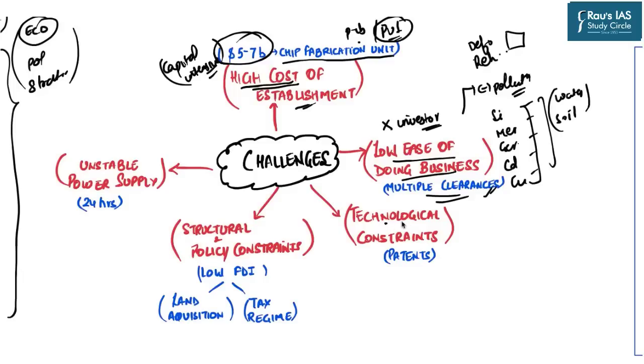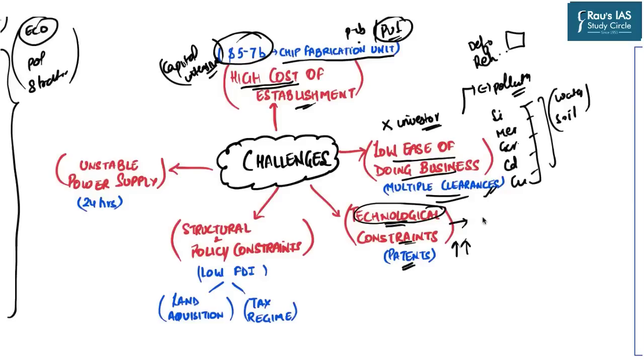Next comes the technological constraints. Till now we have understood that semiconductor industry is one of the most technology oriented industries, but still most of the processes as well as the products have been patented. So when there are patents, one cannot establish the semiconductor industry in a very easy manner. They have to take permissions or they have to pay higher cost for this. So there are certain technological constraints.